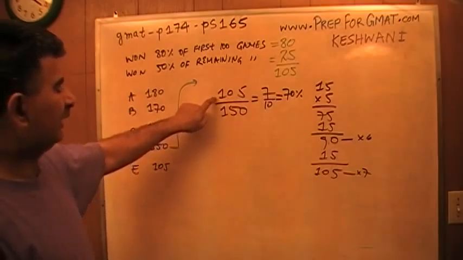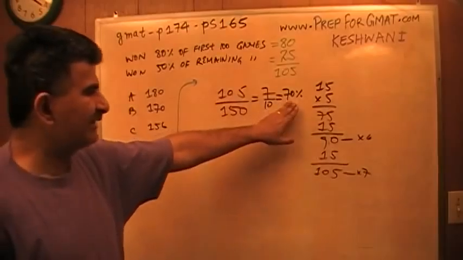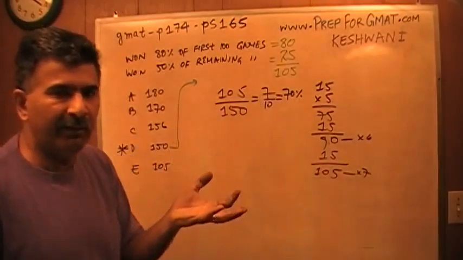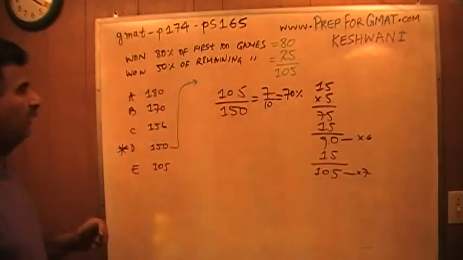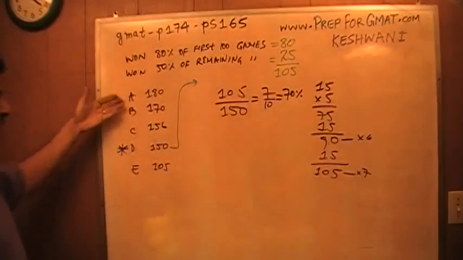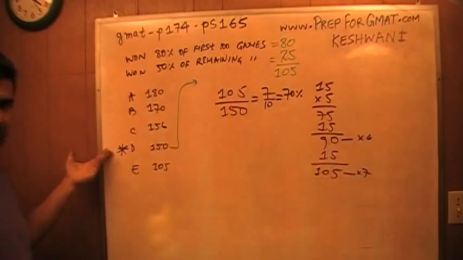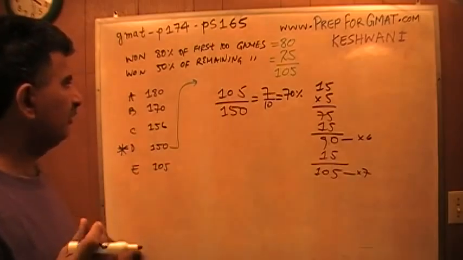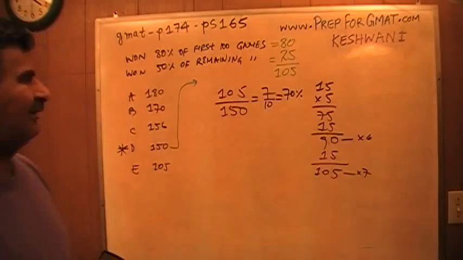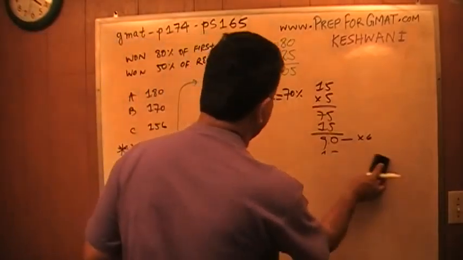I would have tried that, and then I would have known that the answer has to be this. If it turns out that when I did this ratio this is less than 70, that tells me that they have to win more games. The only way they can win more games is if they played more games altogether. So I would have tried one of the other two. But anyway, I happened to start with D and I got lucky, that's all. But that's the logic. Now let me show you the classical way, the algebraic way.